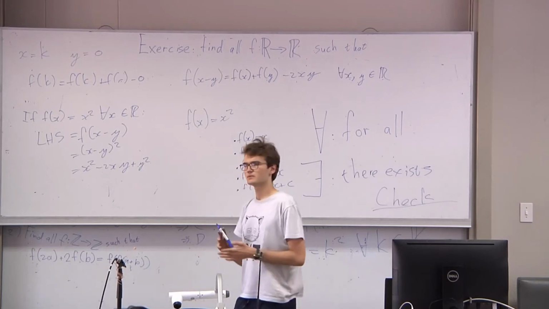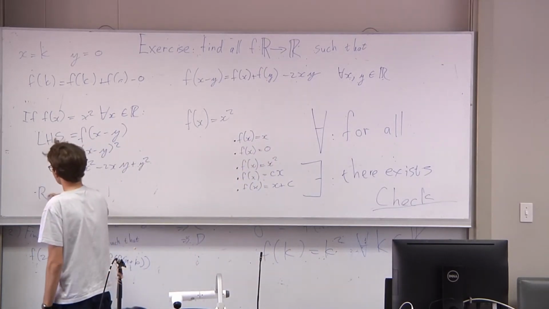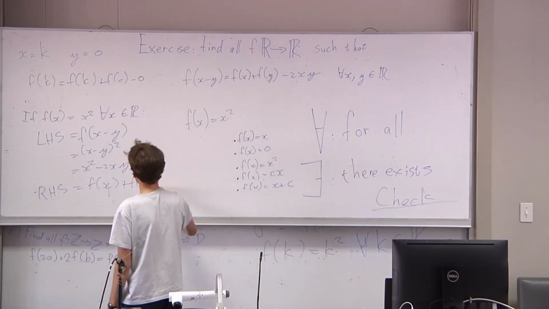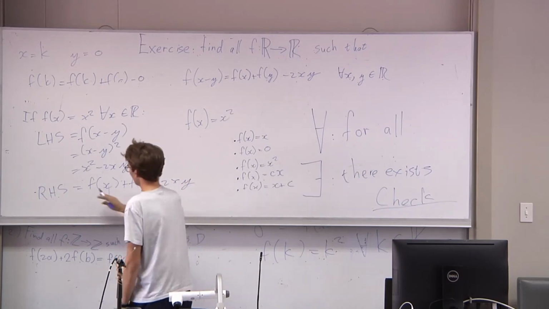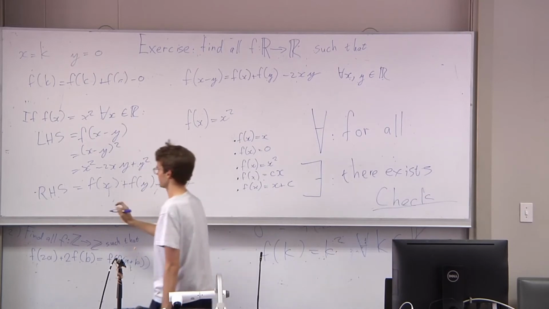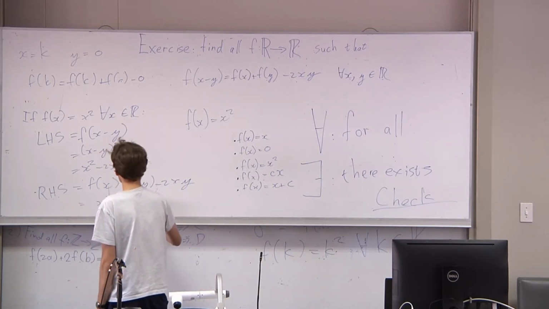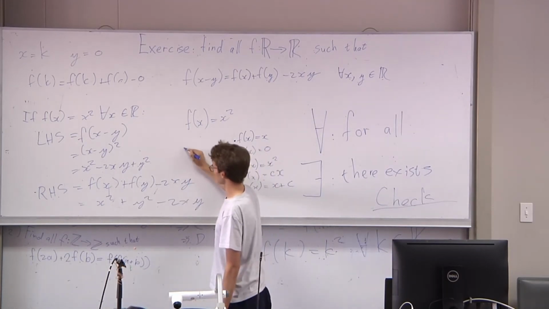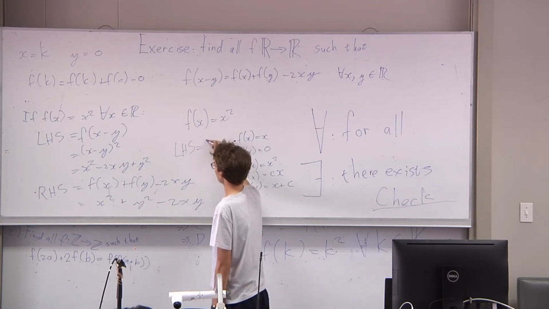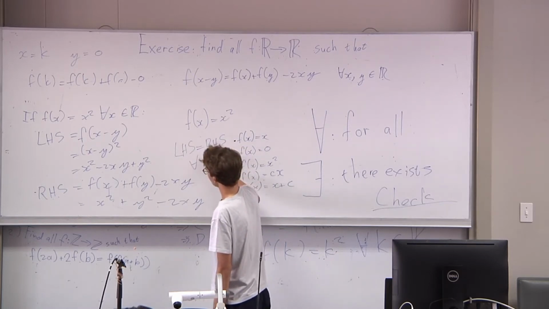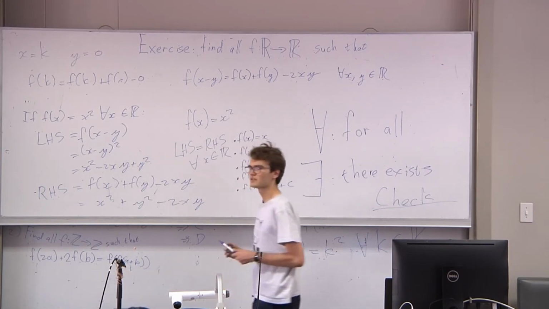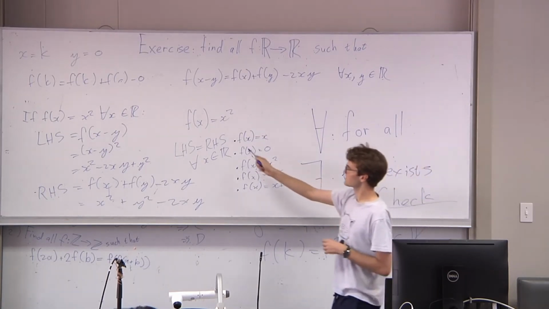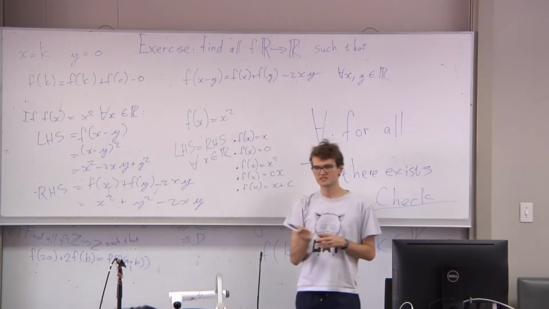And then separately, we say the right-hand side is f of x plus f of y minus 2xy, which, using what we're assuming the function is, gives x squared plus y squared minus 2xy. And from here, you say that the left-hand side is equal to the right-hand side for all values of x, the real numbers, and this completes the check. So if you don't include this step, this check, you will get at most 6 out of 7 for the question.